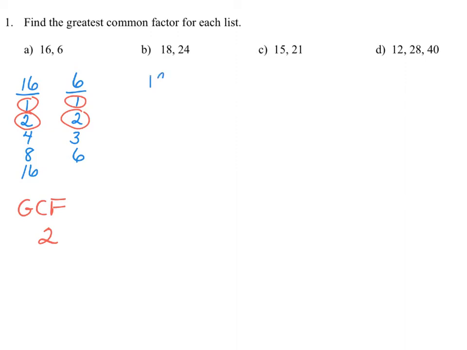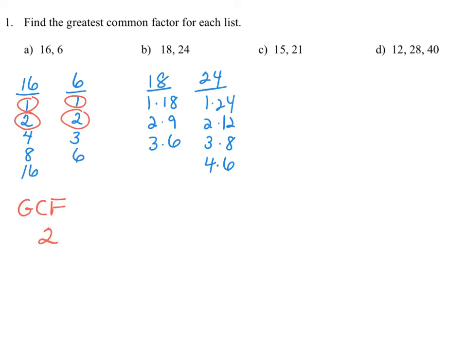The factors of 18 can be listed in one column, or you can list them in pairs. 18 is the same thing as 1 times 18, so 1 and 18 are both factors of 18, 2 times 9, and 3 times 6. So the factors are 1, 2, 3, 6, 9, and 18. Let's list the factors of 24. 1 times 24, 2 times 12, 3 times 8, and 4 times 6. So the factors are 1, 2, 3, 4, 6, 8, 12, and 24.